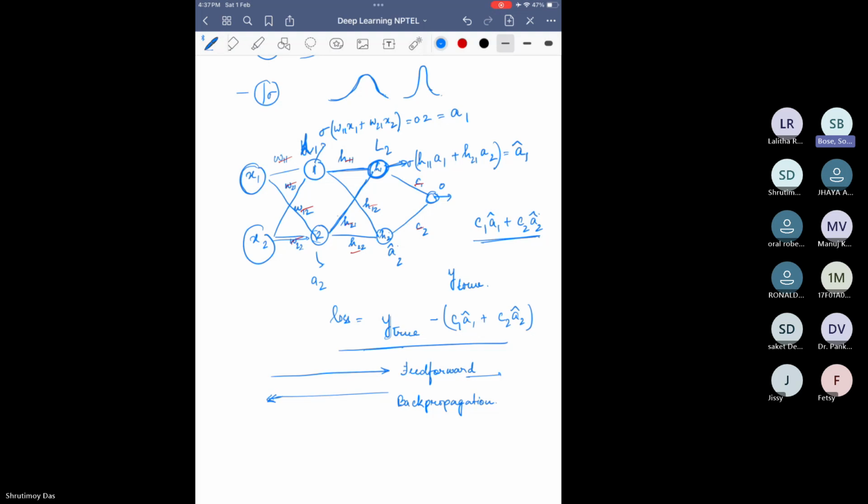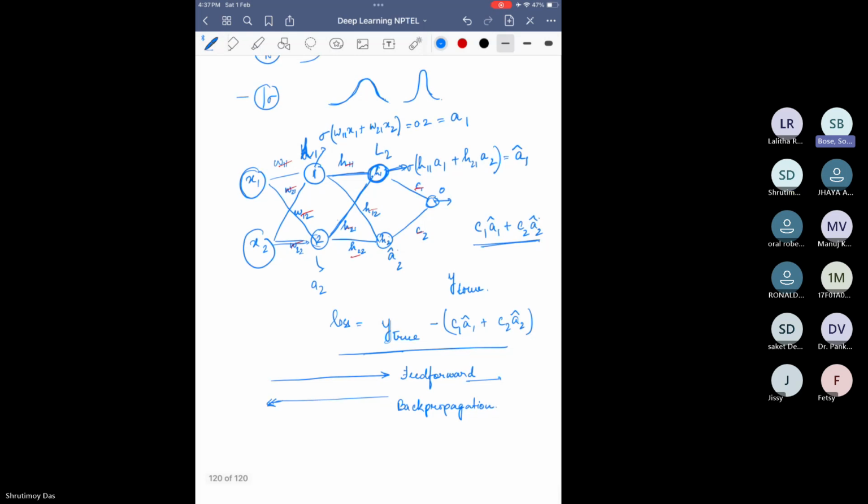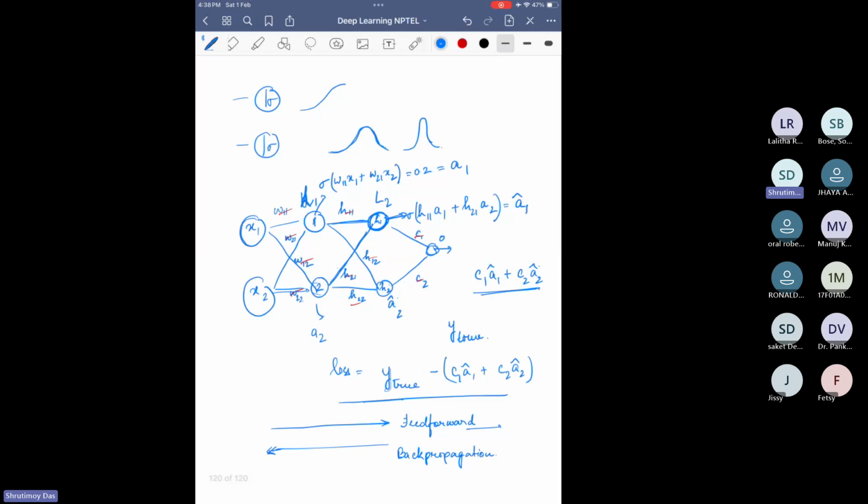Sir, could you show that previous slide again where you explained feed forward and back propagation and that calculation? It's really good. I want to take a picture of that. Okay, I think this one, right? Is this the one? Yes, yes, sir. Okay, sir. Thank you, sir.